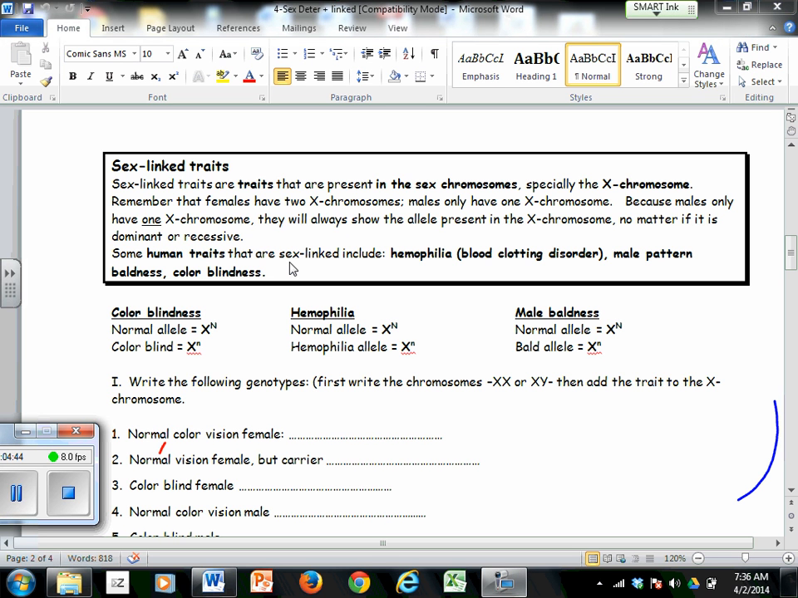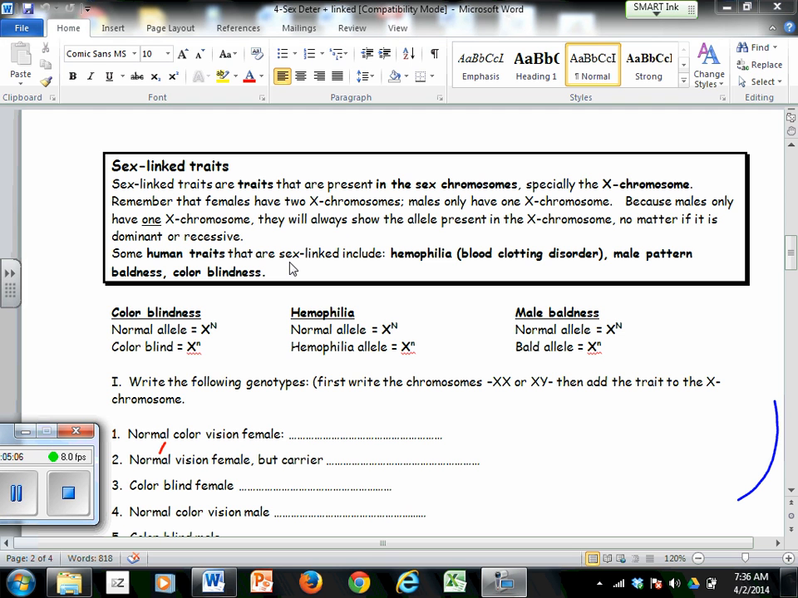And again, we look at these traits and what we see is that men are affected much more than females. That's why we call it male pattern baldness. Does that mean that females don't go bald? No, it doesn't. It just means that men are more likely to have that baldness gene than females. Same with color blindness. More men are colorblind than females.